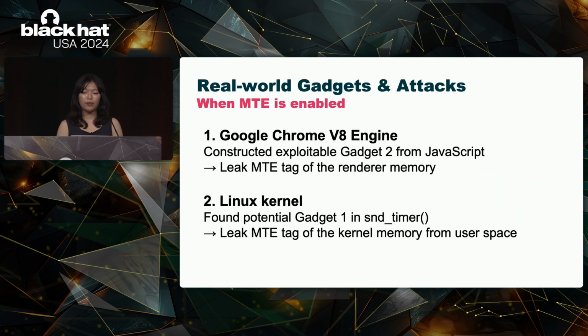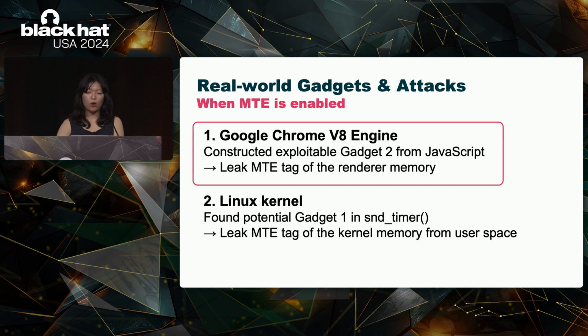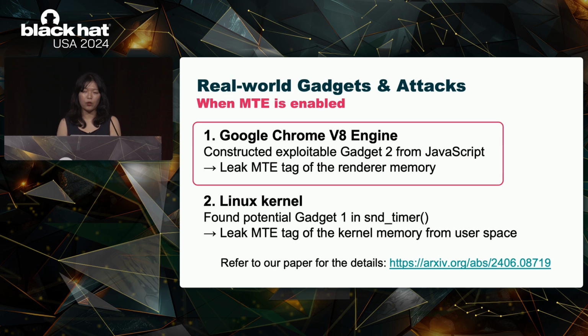So we assumed that MTE is already enabled, and we developed real-world gadgets and MTE bypass attacks on 2 major systems, Google Chrome and the Linux kernel. In this talk, I'll only present the attack on the Google Chrome V8 engine, which constructs a tag leakage gadget from JavaScript code and leaks the MTE tags of the entire renderer memory. We also found a gadget in the Linux kernel and developed an attack. So if you're interested, please refer to our paper.